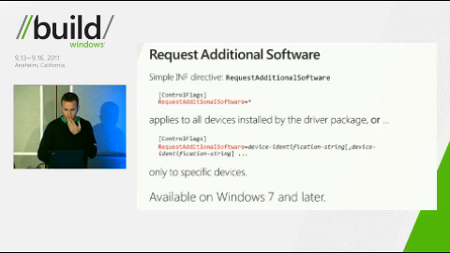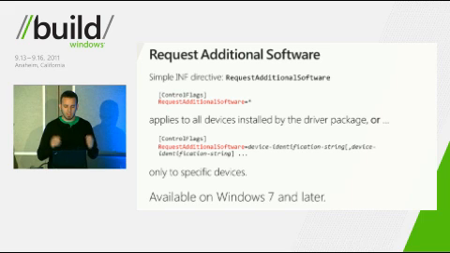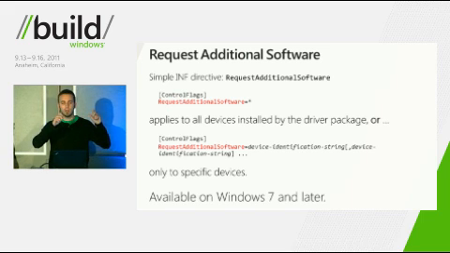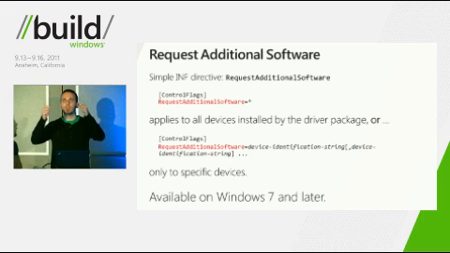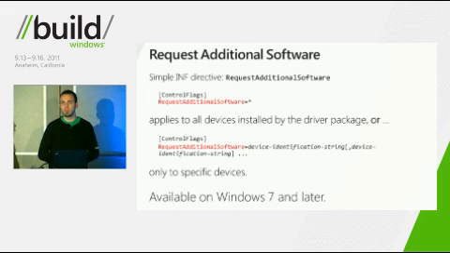So the way that looks is in the INF file, there's a control flag section. And you can just say request additional software for asterisk, meaning all device models exposed by this driver, or you can specify specific device hardware and compatible IDs. So within a package, if you have a number of different hardware compatible IDs, but you only want a certain one of those drivers to request additional software and none for the others, then you can do it at that granularity. And of course, request additional software has been available since Windows 7.